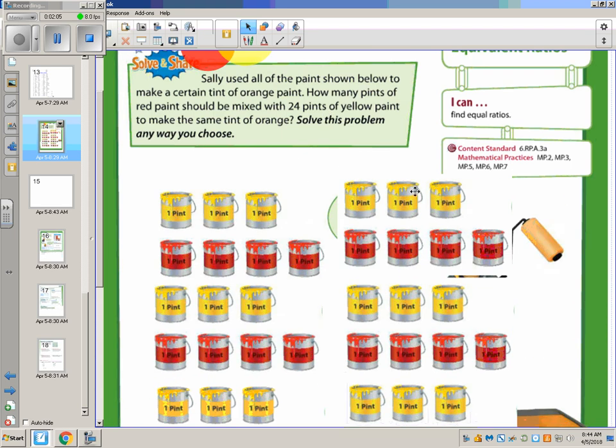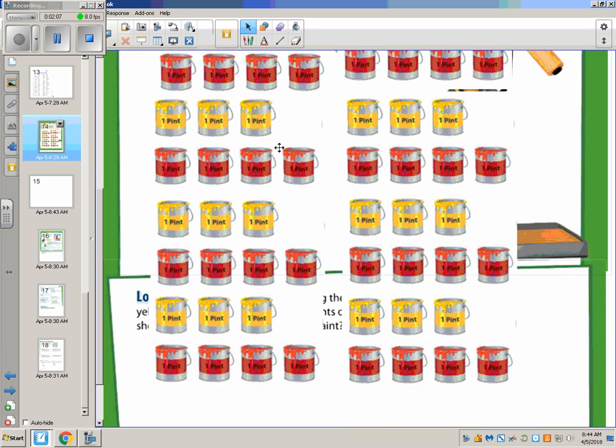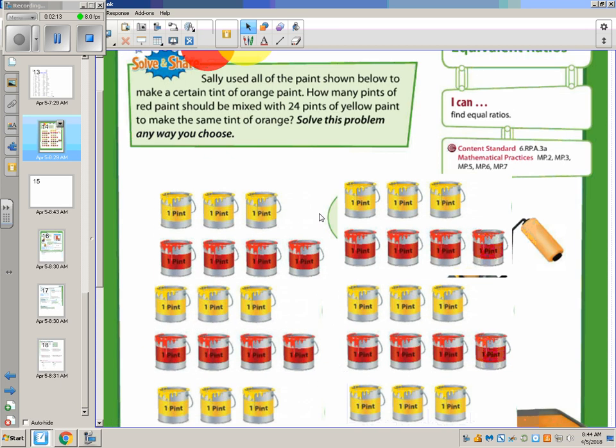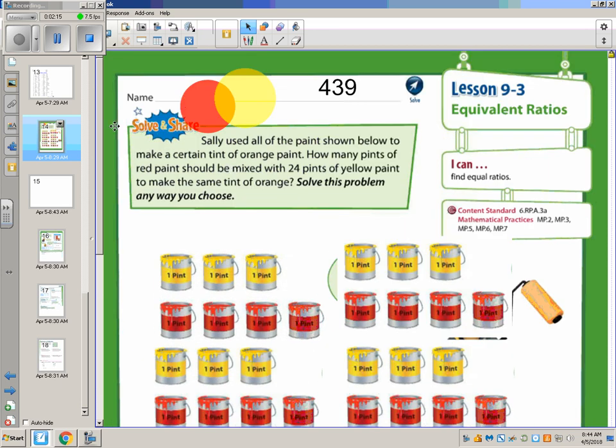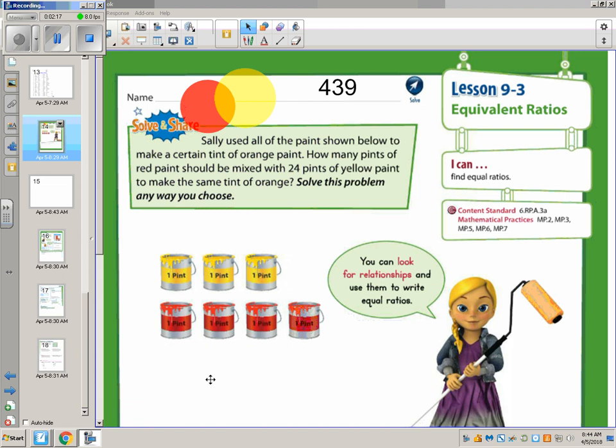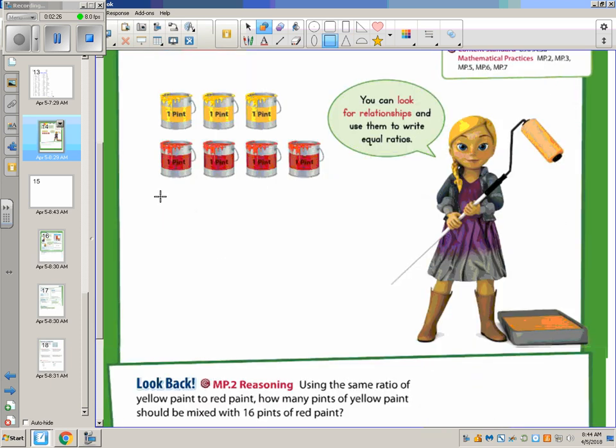So let's look at a different strategy. Because I could draw this and count up all of my red paint cans, but if I'm in a time crunch, that's going to take a lot of time. So let's consider a different way. Yesterday we said we could do a tape diagram. That was where we drew our rectangles to match our, whoa, that's a really big rectangle. We could draw our rectangles and label them.